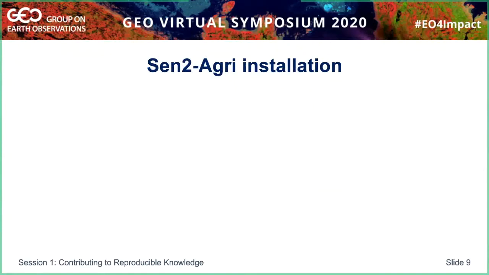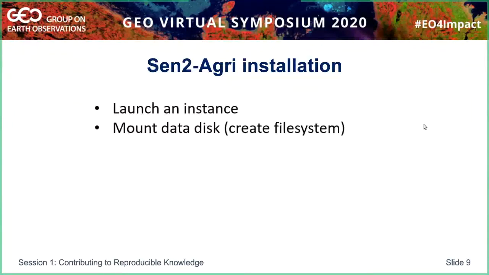So a few words about the Sen2Agri installation. First you will have to launch an instance. So it's the classical installation of Sen2Agri in the cloud. You run an instance. You have to mount the data disk, also create a file system for the disk. So those are operations that you do on a Linux command line.